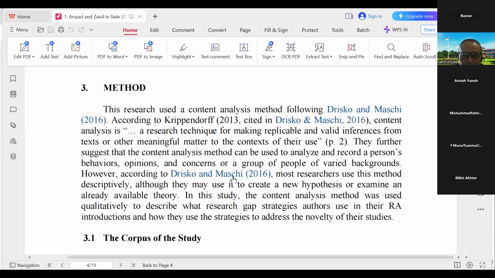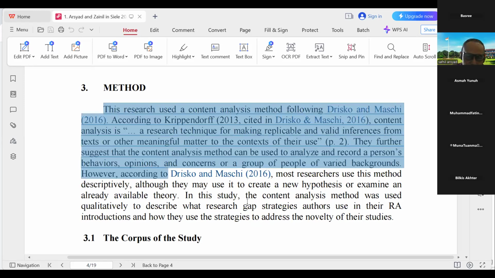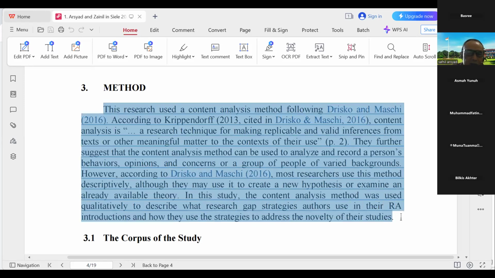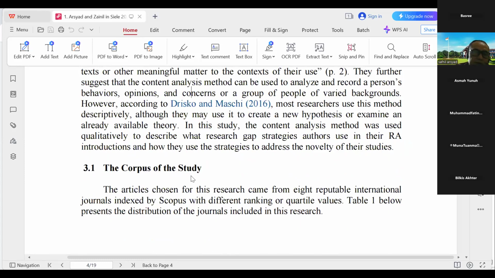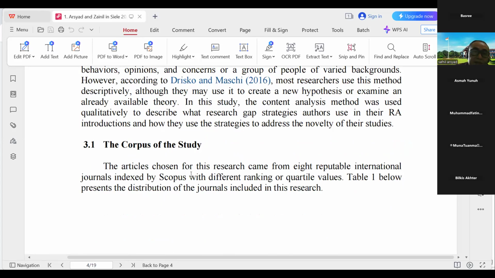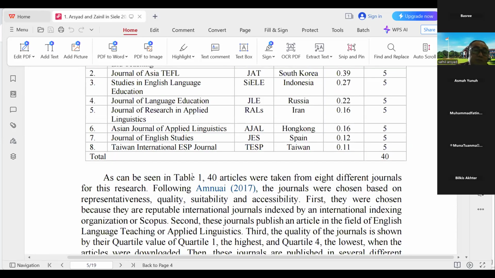Now, if I want to change a little bit, I write it here. However, according to Scribner's, most researchers use this method descriptively, although they may use it to create a new hypothesis or examine. So this is just one paragraph of research method statement at the beginning of the method section. And then I present the corpus of the study. I don't justify this.